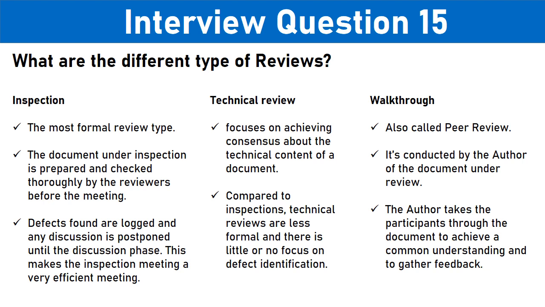Let's first talk about inspection, which is the most formal review type. The document under inspection is prepared and checked thoroughly by the reviewers before the meeting. Defects found are logged and any discussion is postponed until the discussion phase. This makes the inspection meeting a very efficient meeting. Whereas technical review focuses on achieving consensus about the technical content of a document. Compared to inspections, technical reviews are less formal and there is little or no focus on defect identification.